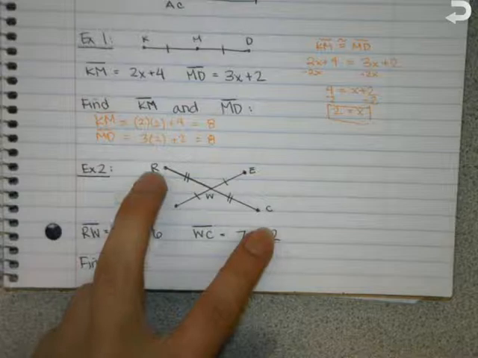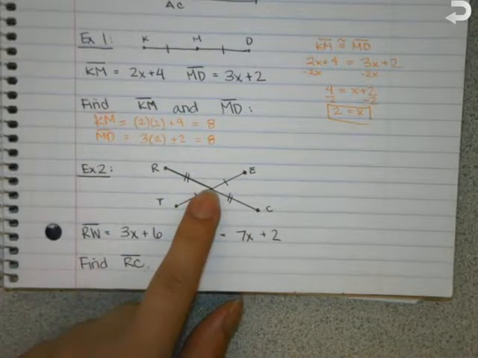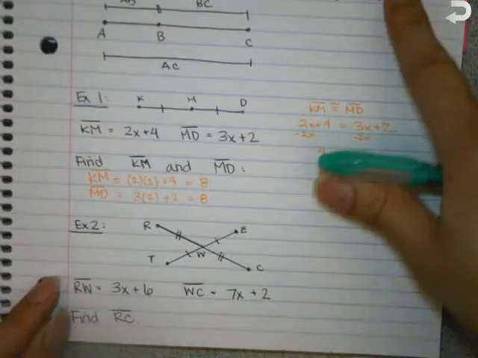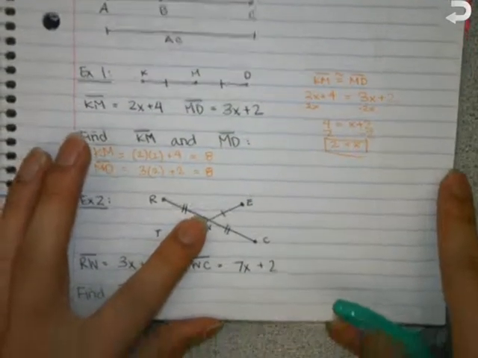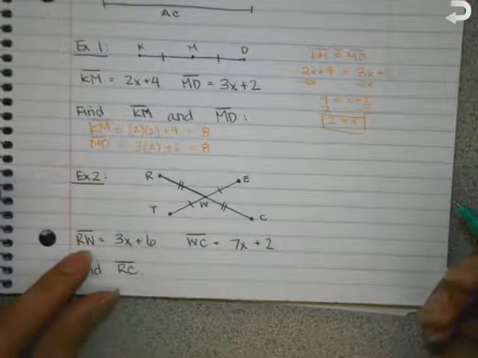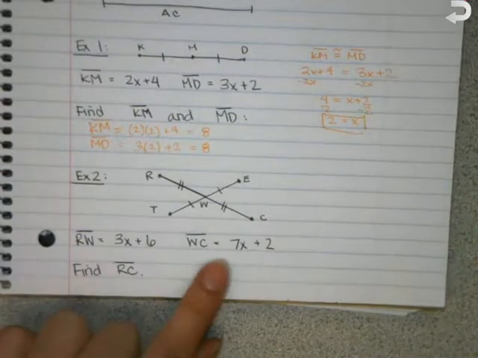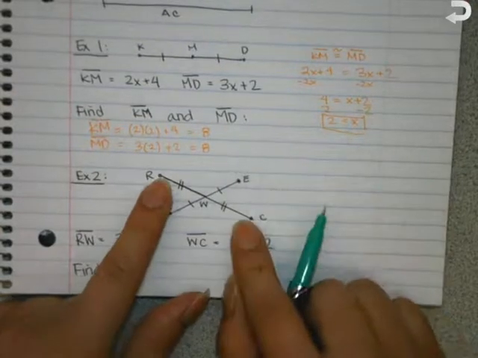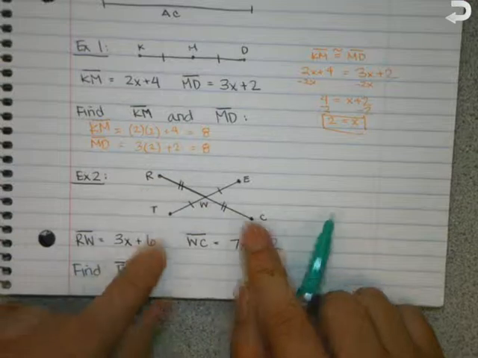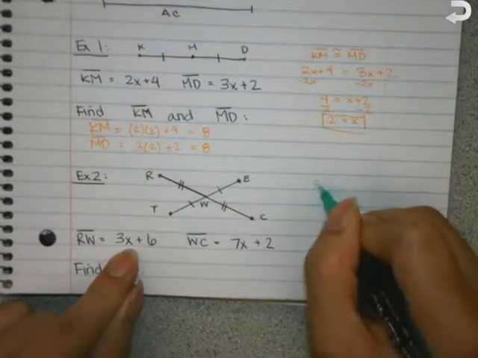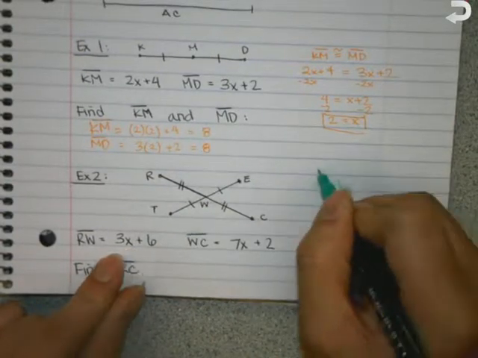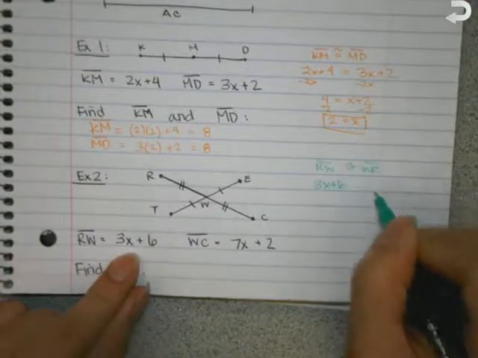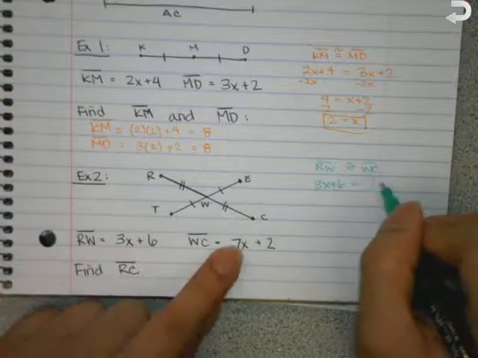What do we do? Let's see here. We're adding here, right? Can you see that we're adding here, you guys? By postulate number 6, you guys, add segments, right? Or actually here, let's go ahead and solve for x first, and then we'll add later. Why not, right? So solving for x, let's set them equal to each other, just like our previous example, okay? We have RW is 3x plus 6, and we know that WC is 7x plus 2.